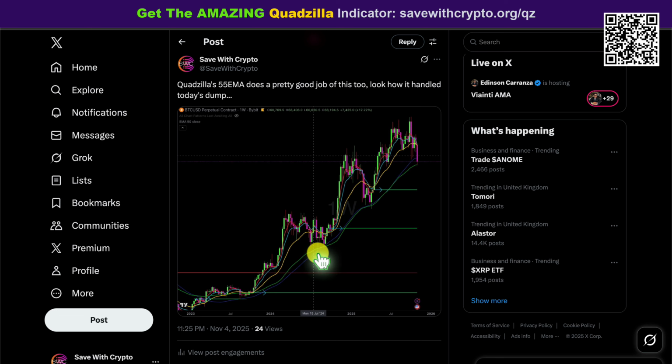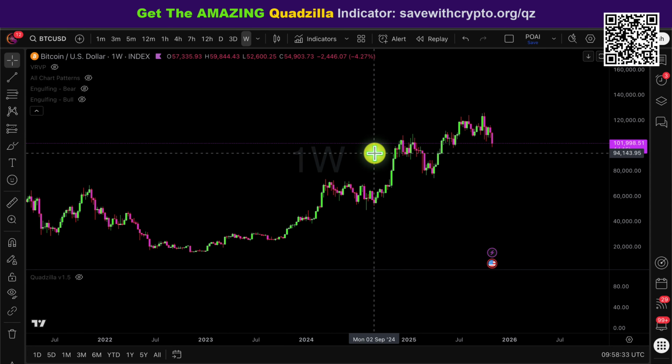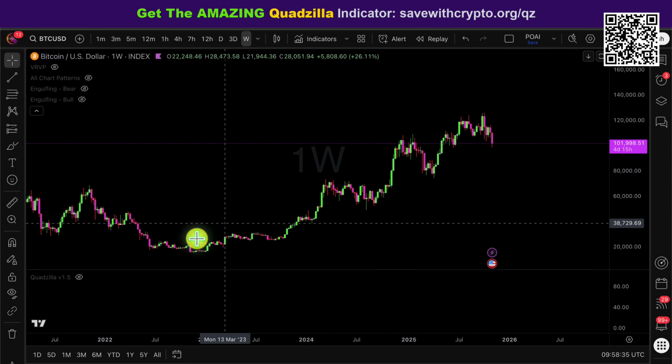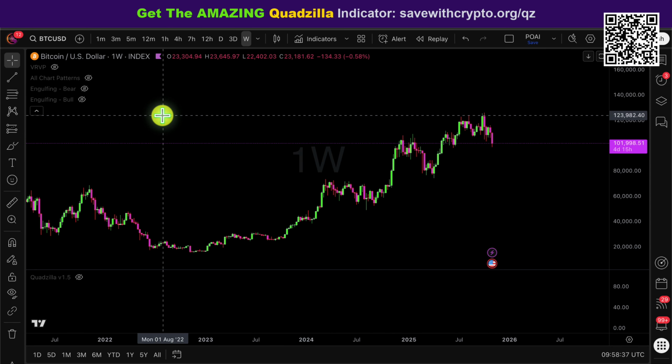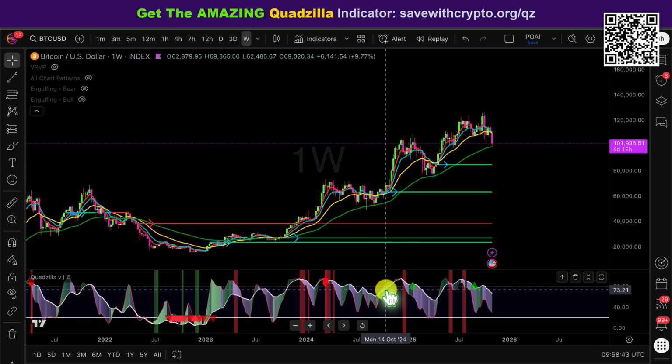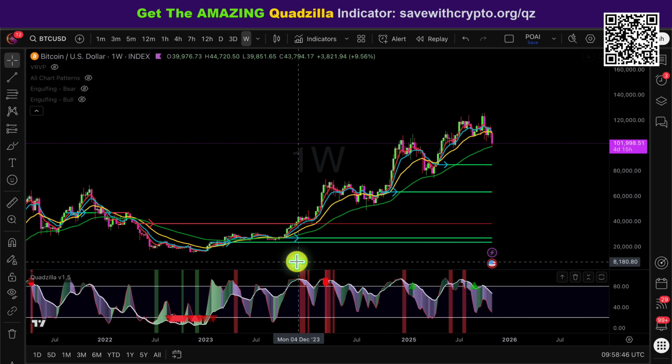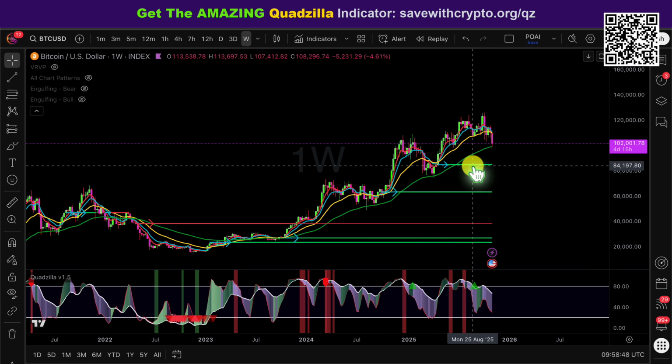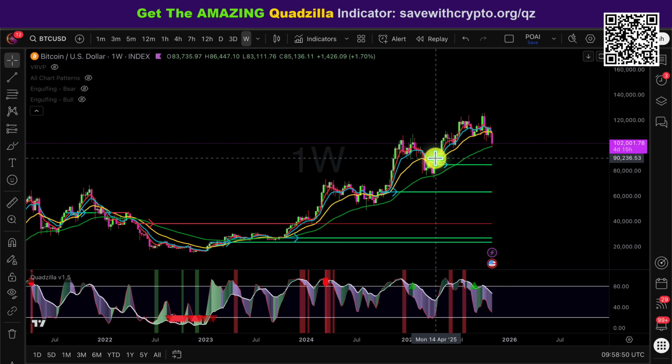Let's take a look at it on the actual chart. So without Quadzilla, the chart looks like this. This is the index chart. So this is the all-time historical index. If we put on Quadzilla, you can see that it adds this momentum oscillator down here, and also a few retracement lines and a few other little things up on the main chart.